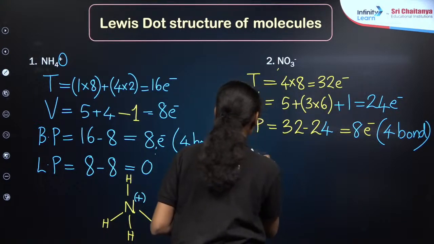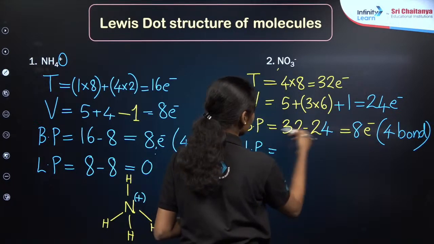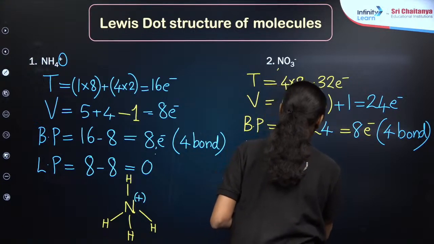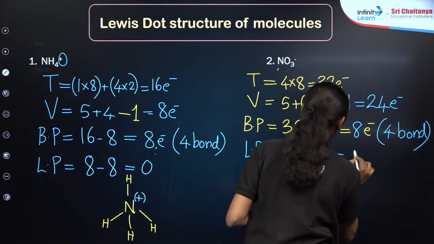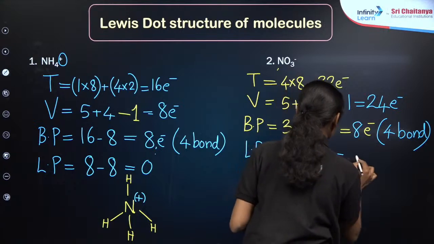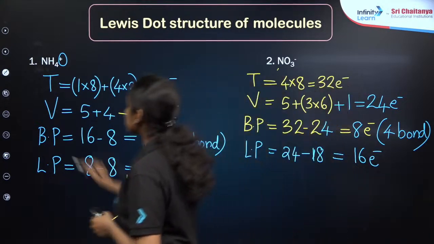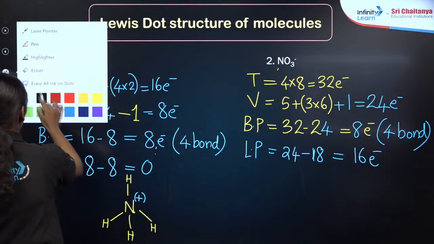Then what about the lone pair of electrons? The difference between V minus BP, that is equal to 24 minus 8, that is equal to 16, right? 16 electrons. 16 electrons as lone pairs are present in the case of this particular structure of the compound.